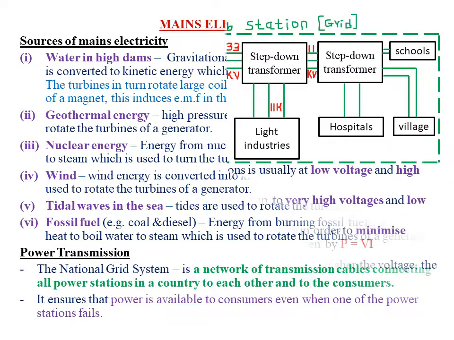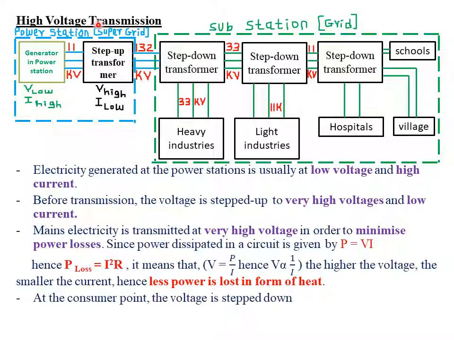Next, we look at high voltage transmission. So this is simply a summary of how power or electricity is produced from the power stations and, of course, transmitted to the local substation and to the final consumers. So the final consumers could be heavy industries, light industries, hospitals, villages, schools, and other social amenities, for example, the churches.